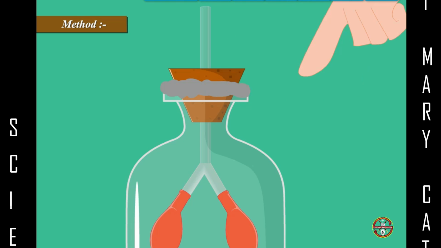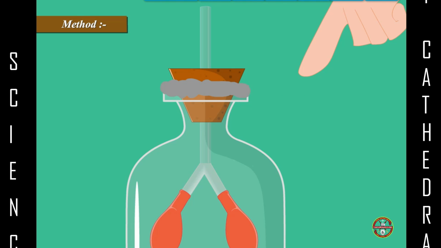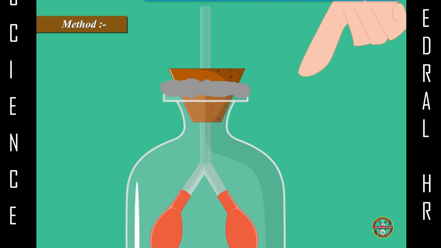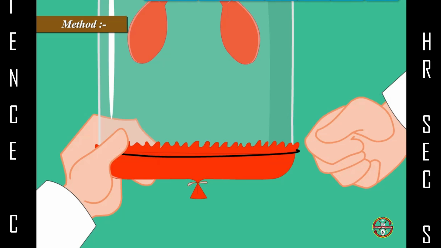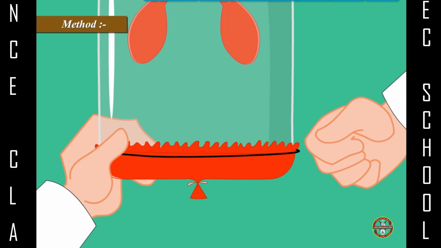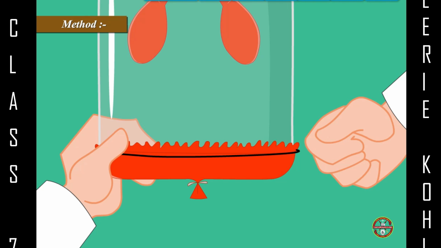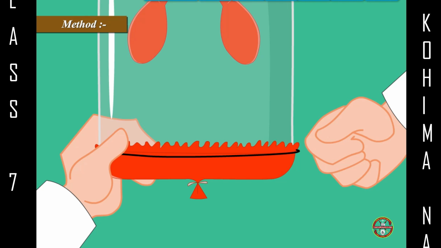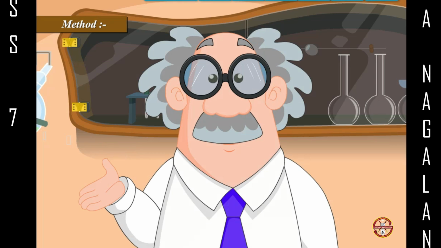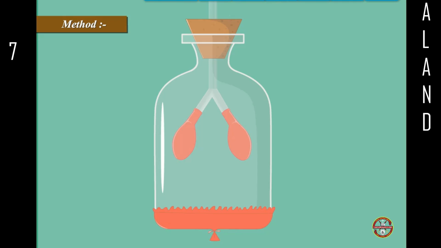We use plasticine to seal the cap and make it airtight. A thin rubber sheet is tied around the open base of the bottle using a large rubber band. Our apparatus is ready. See figure.